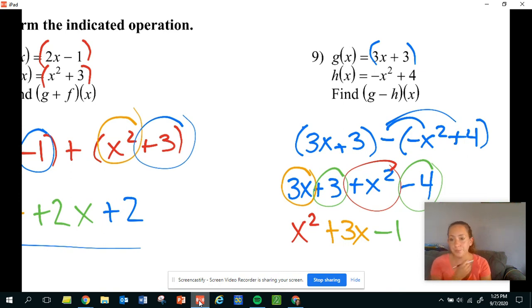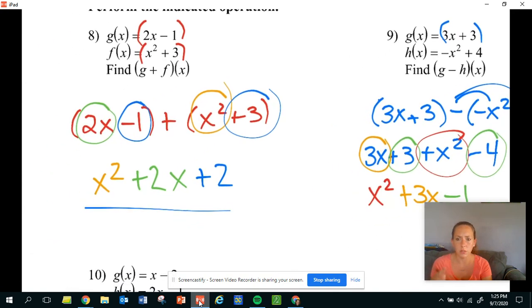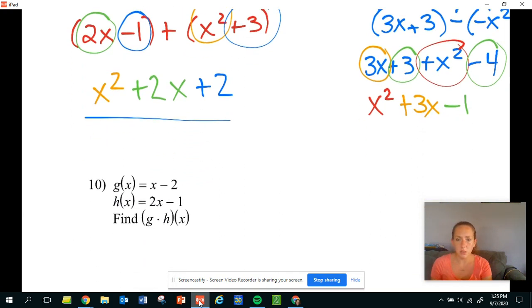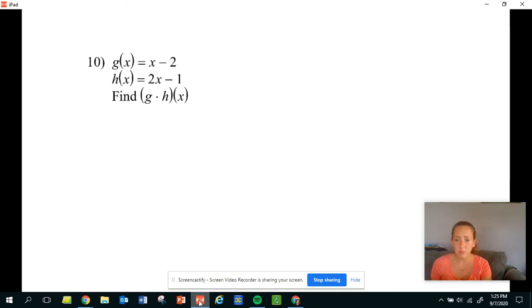The last one is multiplying, which is a skill from Algebra 1. So the function notation part is the new part. The rest of it should be stuff that you already know how to do, fingers crossed. If not, make sure you come to live practice and so we can practice this. But basically that dot is a multiplication symbol, just so you know.